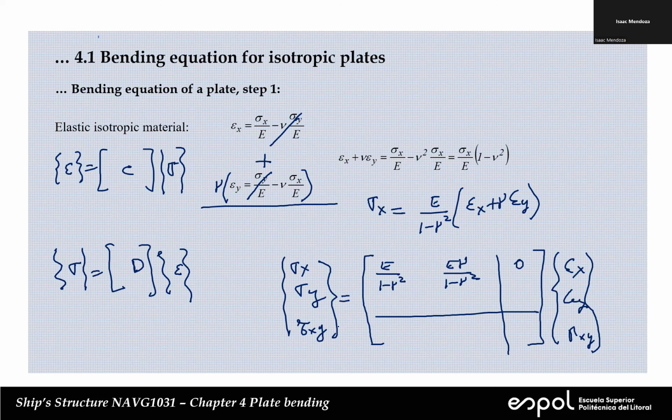If we do this for sigma y, what we can do is multiply the first by nu and then add. And then we will obtain E nu over 1 minus nu squared, E over 1 minus nu squared, and this is 0. And if we do this, it will be 0, 0. Question: what would be here in this space? G. Yes.